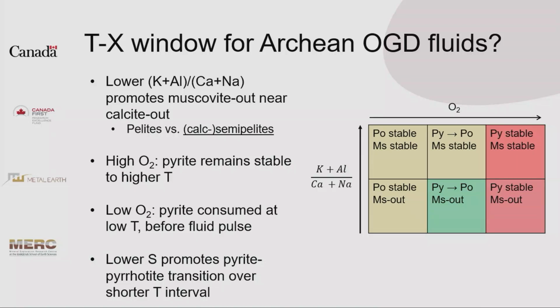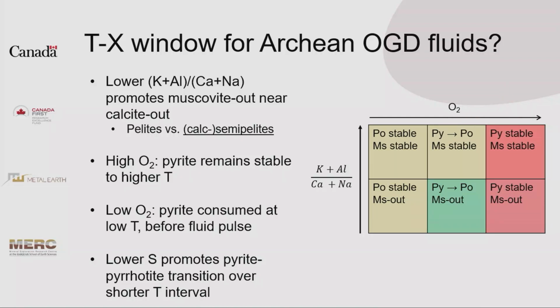So I've created a bit of a diagram here that shows where the Goldilocks zone is that you'd expect for the right composition to produce a really good COHS fluid at the time of pyrite breakdown. If you have too much oxygen in the system, pyrite is stable up to 500, 600 degrees Celsius and muscovite out, and you've basically missed the boat. The fluid is lost, and the gold doesn't go with it because it's still in pyrite.